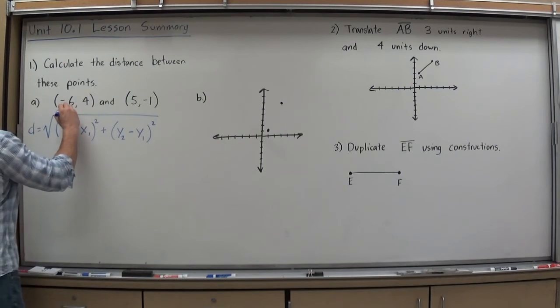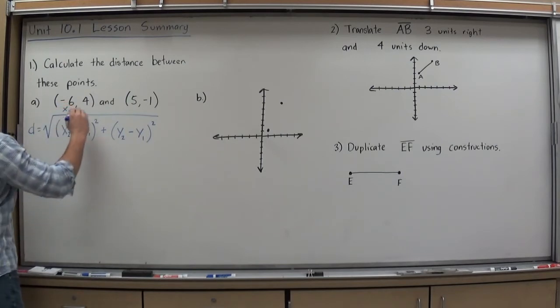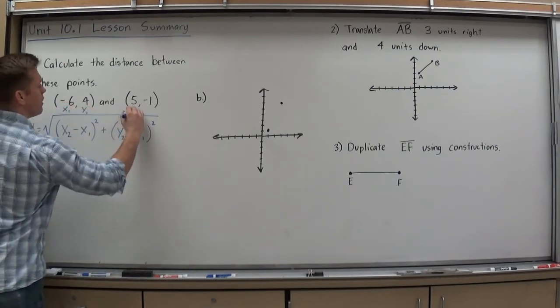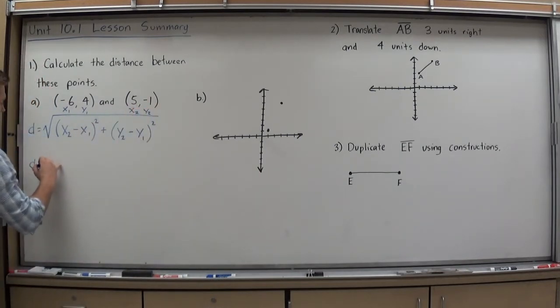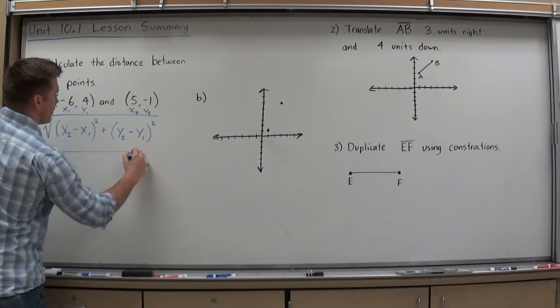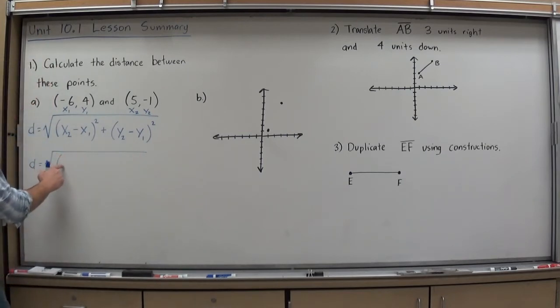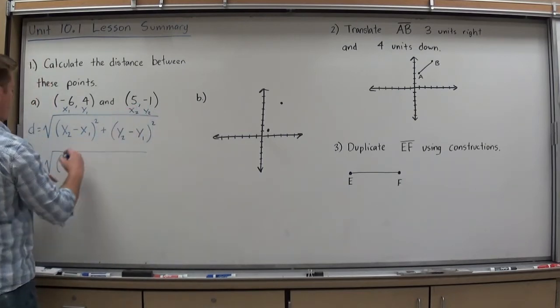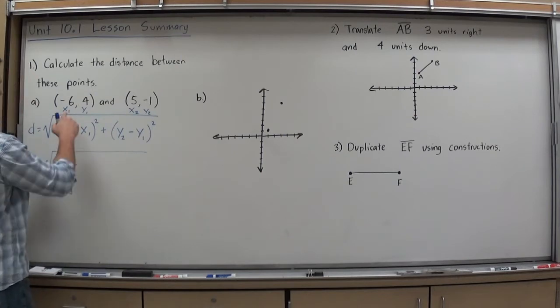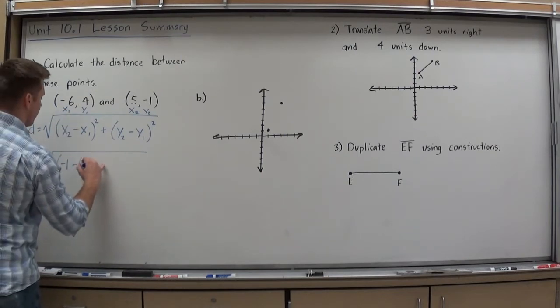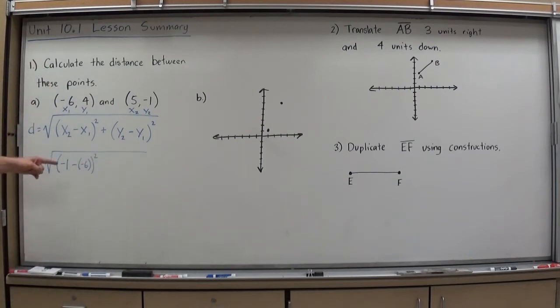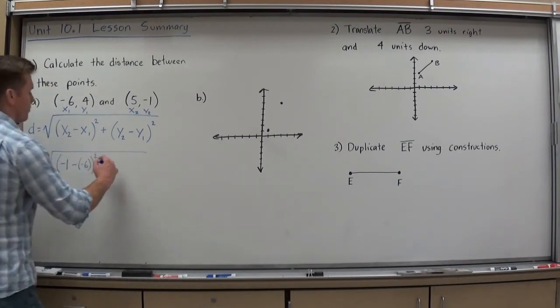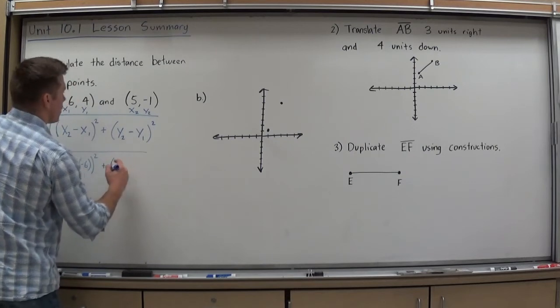In order to do that, I need to label the points. I'm going to make the first coordinate x1, y1, the second coordinate x2, y2, and I'm going to plug this into the formula and find the distance. So x sub 2 is negative 1, minus x sub 1, which is negative 6. And this is where you need to be careful because you might have some subtracting negatives going on and need to zip zap. So you need to be really careful with your arithmetic.